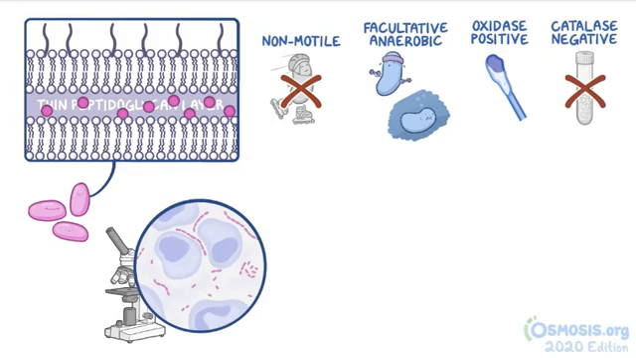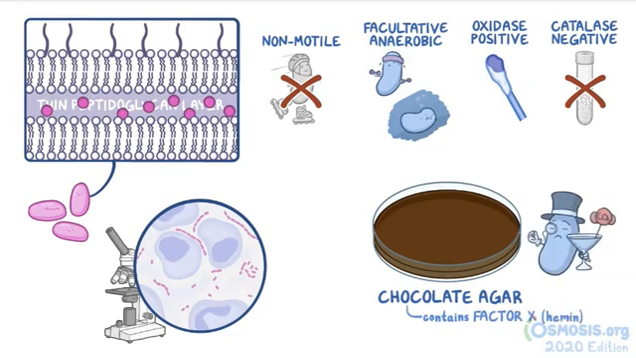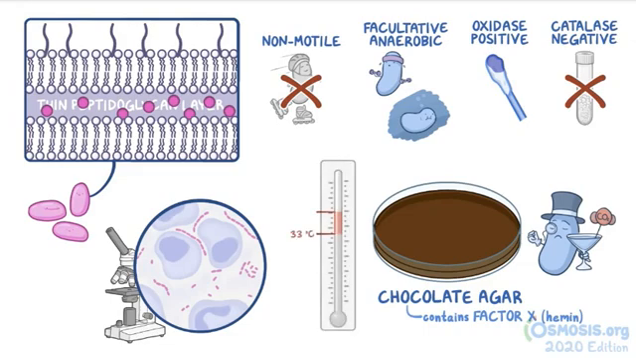an enzyme called catalase. Finally, Haemophilus ducreyi can be cultivated on chocolate agar, because this medium contains essential nutrients that Haemophilus ducreyi need to grow, like factor 10, also called hemin. They're fastidious bacteria that only grow in a CO2 environment, at a temperature between 33 and 35 degrees Celsius, and it forms small, gray or translucent colonies.